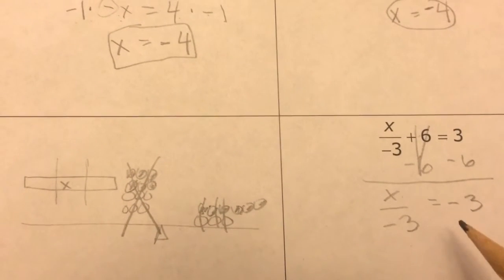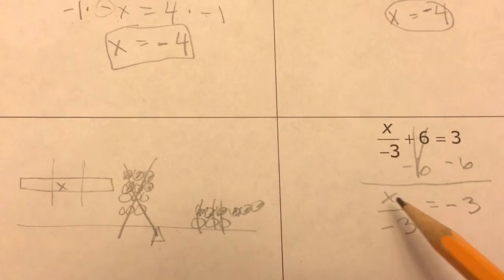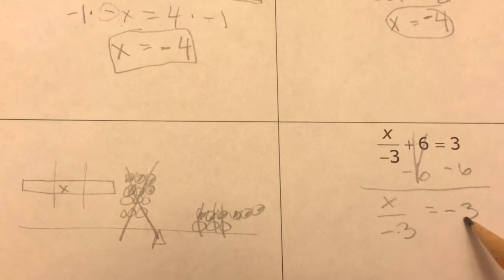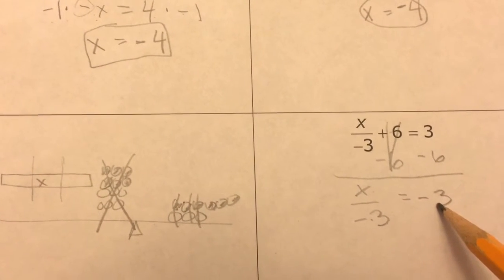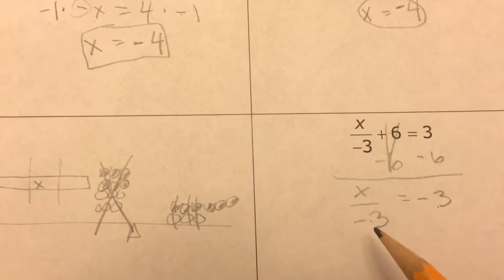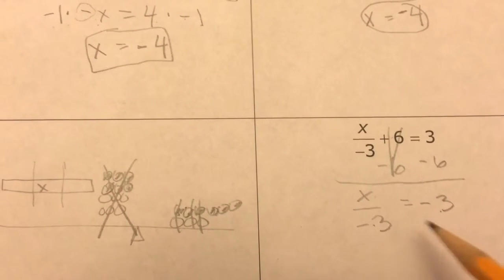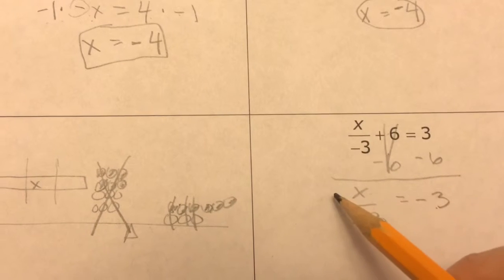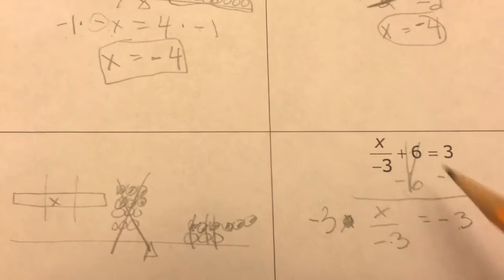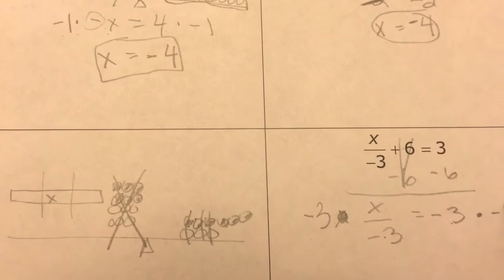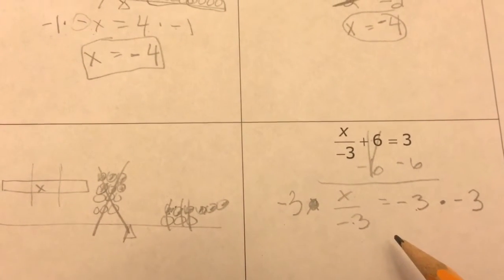Alright, so if I think about it this way, x divided by -3 is equal to -3. We talked about inverse operations yesterday, and remember the inverse operation of division is multiplication. So if I wanted to undo this division, I could multiply both sides. I'm actually going to draw a dot. I can multiply both sides by -3.